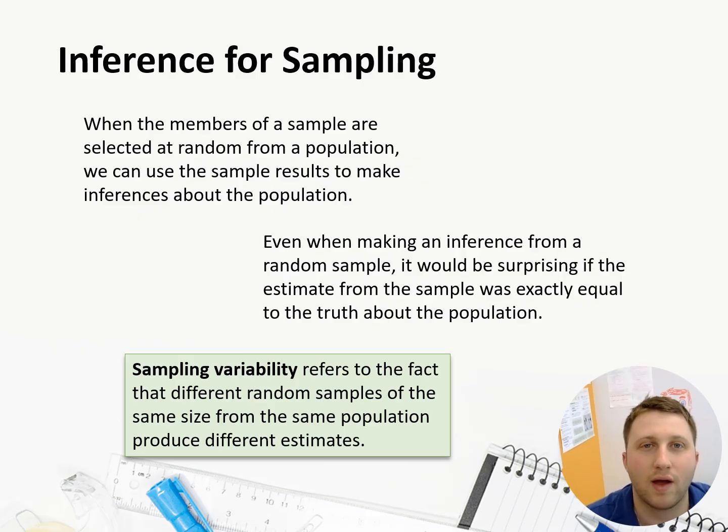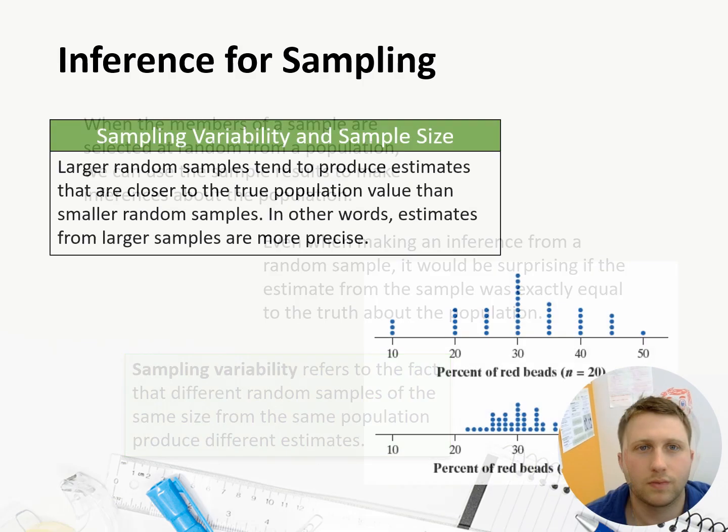Even when you do everything correctly, you use one of the appropriate, non-biased methods for sampling, you are expecting there to be slight differences between what you see in the sample and what is true about the entire population. And that comes from a fact that we call sampling variability, which says that different random samples of the same size from the same population can yield slightly different results.